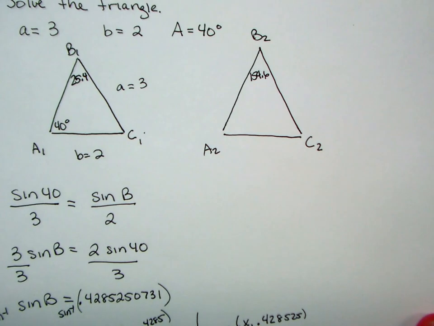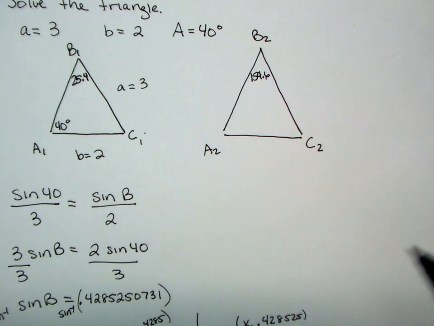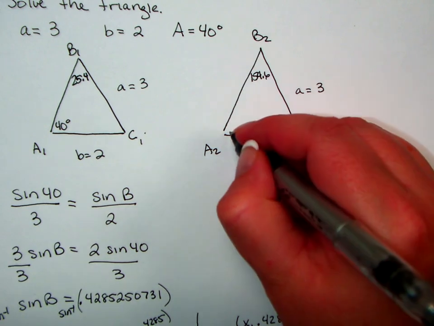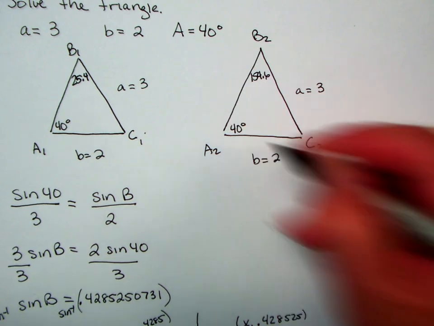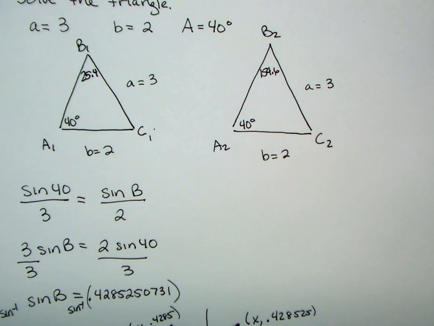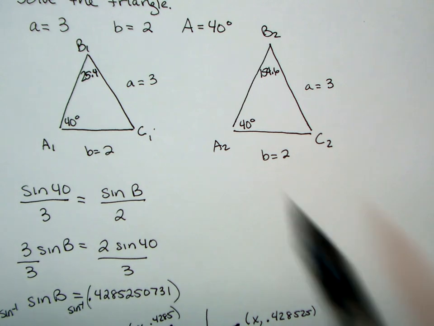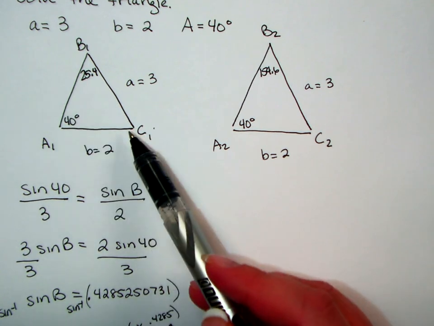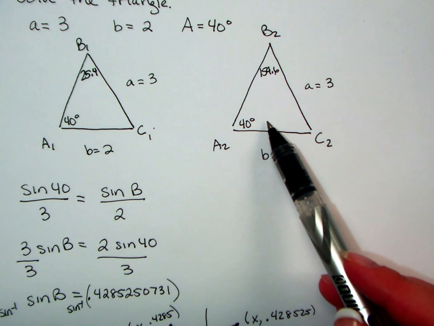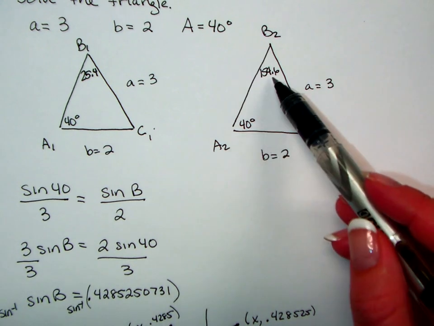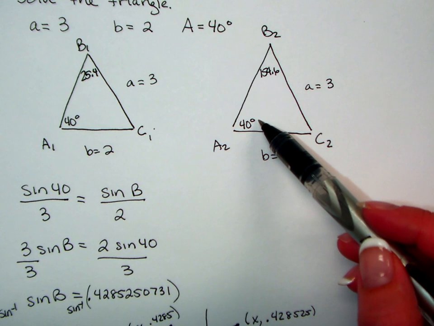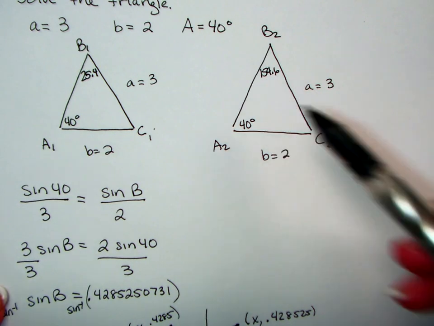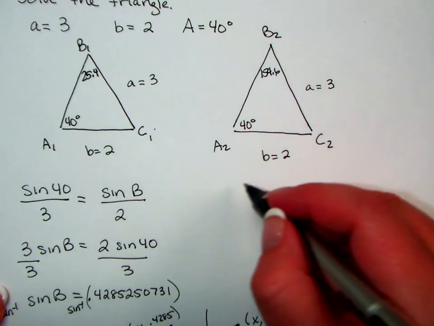So the given information is still true here. So little a is 3, little b is 2, and angle A is 40 degrees, right? So we have two triangles to look at here. Now, when you look at solving for angle C, right, we can do 180 minus these two to get angle C. What happens here? Angle A is 40, angle B is 154. If we add those together, we're already at 194 degrees. And that's too many degrees for a triangle, right? So this second triangle does not exist, right?